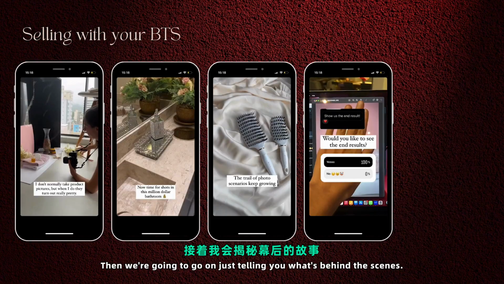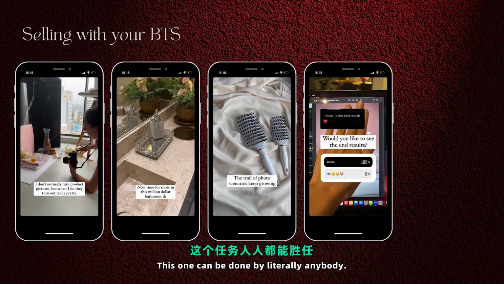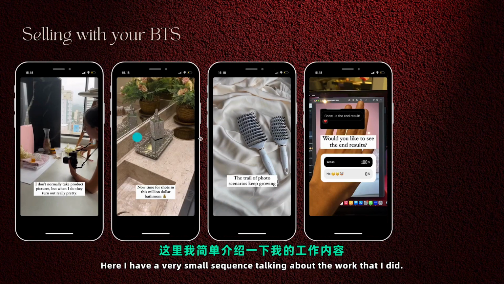Then we're going to go on to selling with your behind the scenes. And that one is super fun. This one can be done by literally anybody. Talk about what you're doing during your day. What is it that you're currently doing? Here I have a very small sequence talking about the work that I did.